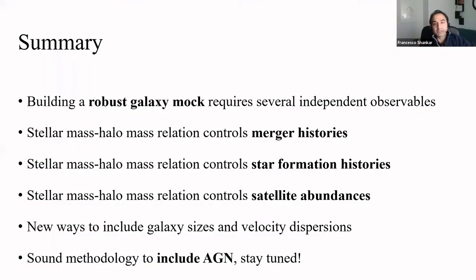This is my summary of this talk. I just wanted to give you a flavor of what a semi-empirical model is and why this is useful. I hope I've convinced you that the semi-empirical model is a complementary tool to existing techniques, and it's quite transparent because it's based on a few parameters. With these parameters, you can study a number of things like merger histories, star formation histories, satellite abundances, but also other properties like sizes and velocity dispersions, and even AGN. Thank you very much for your attention.